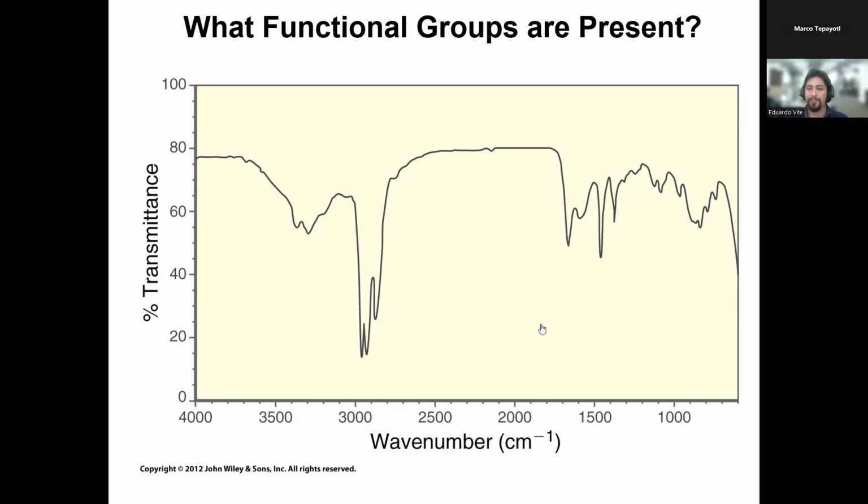And then Zane has a question. He says, are we looking for aromatic as well? Like if it was above 3000, would it be considered an aromatic CH stretch? Well, the aromatic stretches are usually between 2500 and 3000. So if it's above 3000, it is not going to be an aromatic stretch at all.